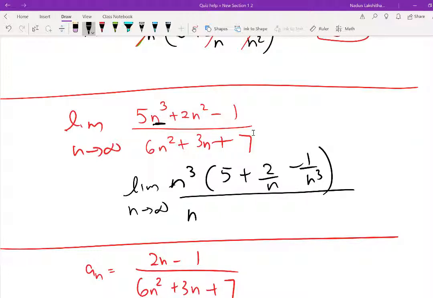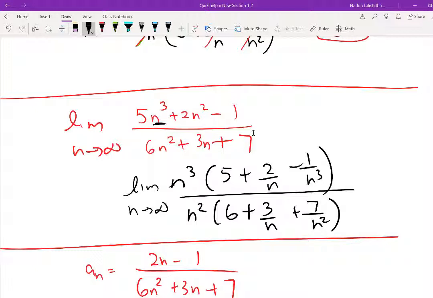Here let's take out n square, because n square is the highest power. You don't need to take n cube because you took n cube out in the numerator. You have to take the highest power individually in the denominator. Okay, highest power is n square. That's it. That's what we have. So this is 6 plus 3 over n plus 7 over n square.